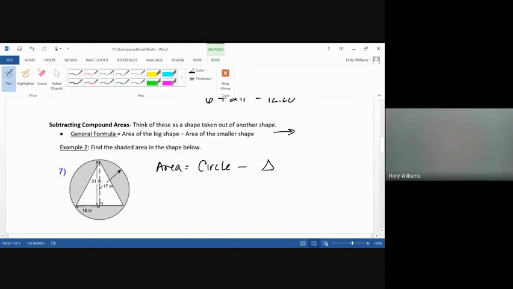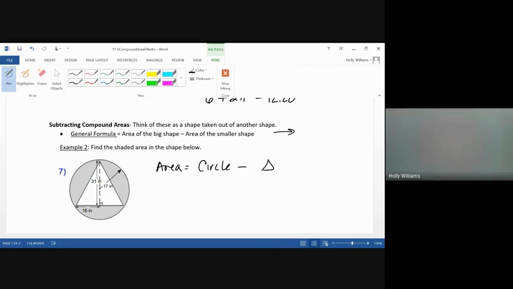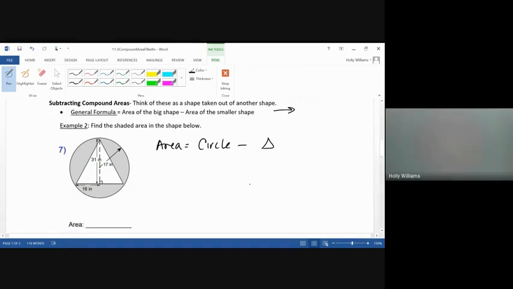If I start with that circle and I take out that white triangle, can you see what's left is just the shaded part? That's all we're doing. So same strategy. You just got to decide if you want to add up the two shapes, it could be 3, I'm just warning you, or subtract the two shapes. Yeah, we're going to subtract one for sure.